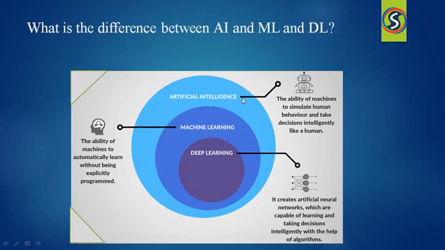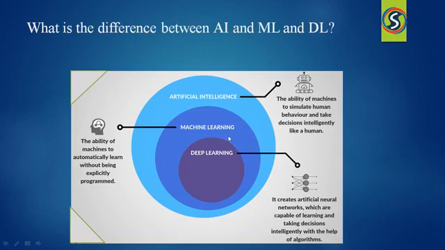Let me tell you what is artificial intelligence. The ability of machines to simulate human behavior and take decisions intelligently like a human. How does a human take decisions when he wants to know about some kind of products, or if he wants to invest some money? We have to provide that much ability to these machines. We provide that ability through artificial intelligence, by providing intelligence to the machines.